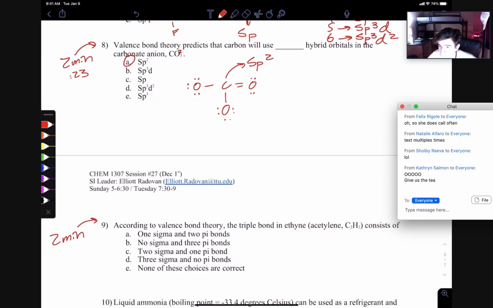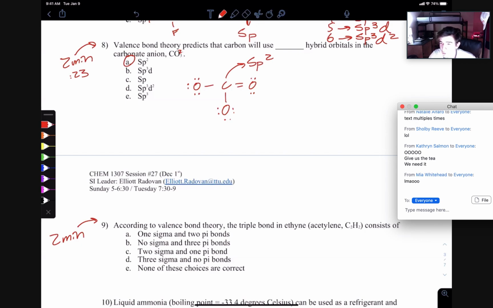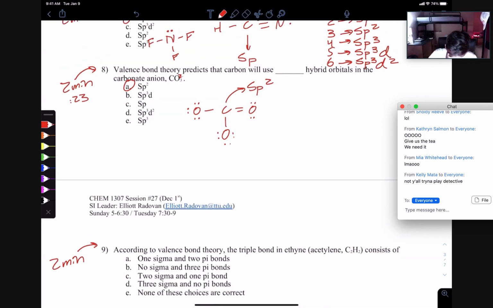Okay, so someone asked, if they asked what oxygen's hybrid orbitals will be, would it be the same as carbon? That's a good question, actually. The answer to that is no. Just going back to 8 really quick, hybridization only happens in the central atom.